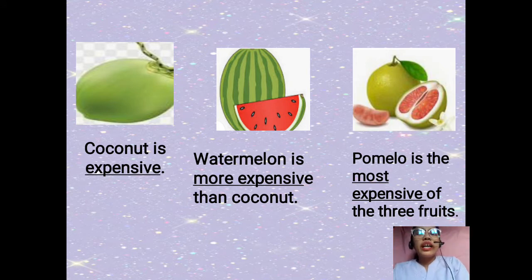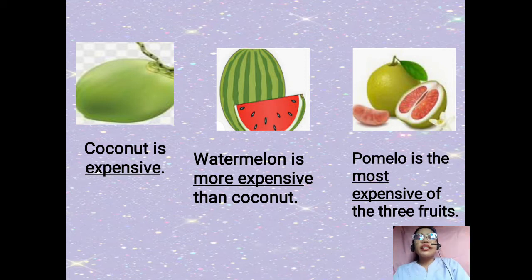So let us look at the first picture. Coconut is expensive. So what is an adjective that being used? Very good, expensive. And what is expensive? Okay, the coconut. How many coconut that being described? Only one. Okay, correct.